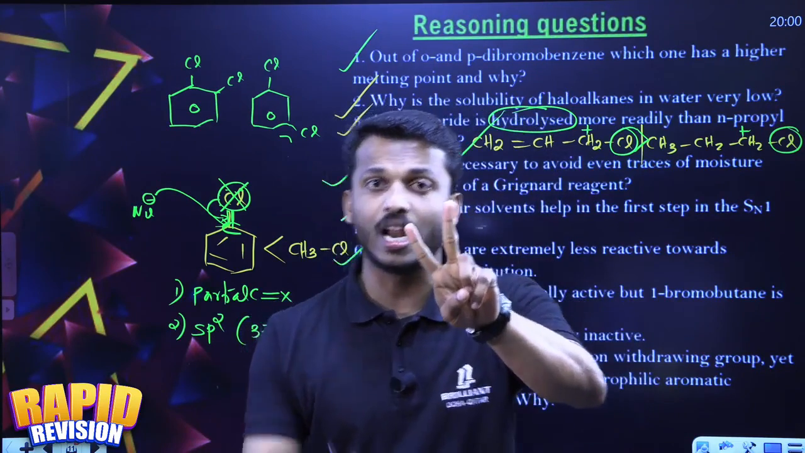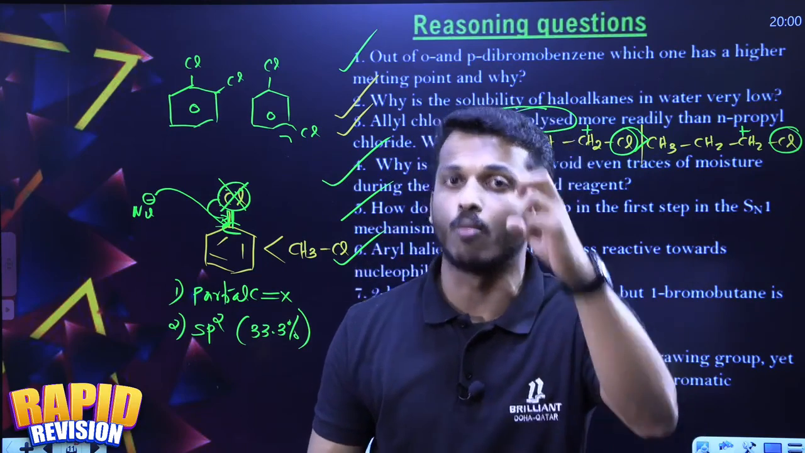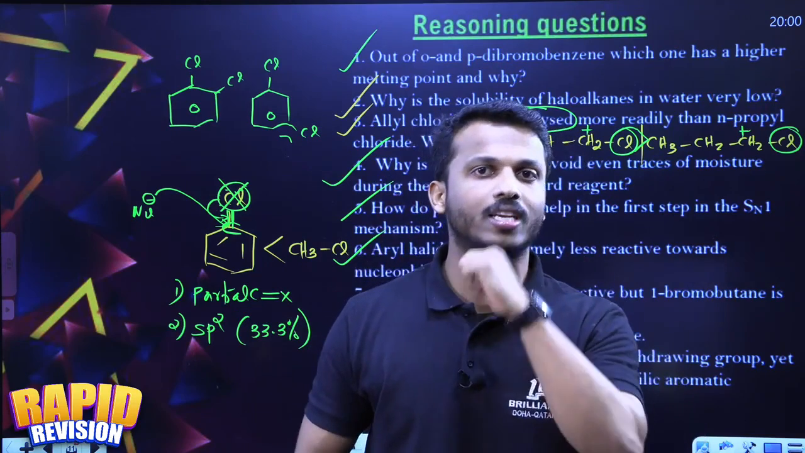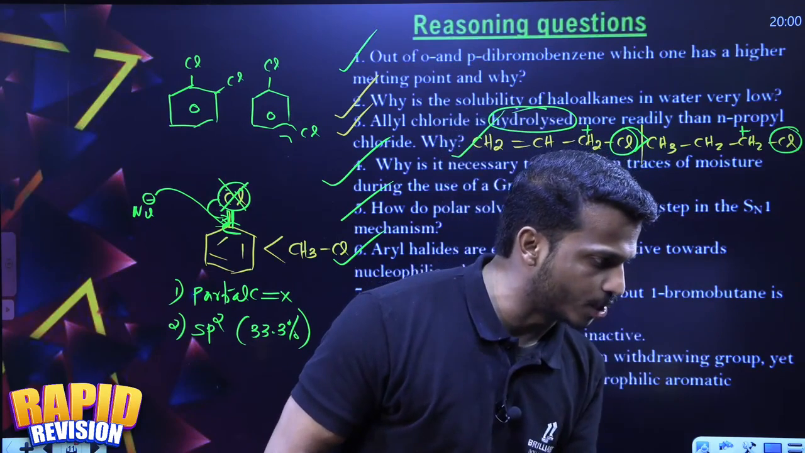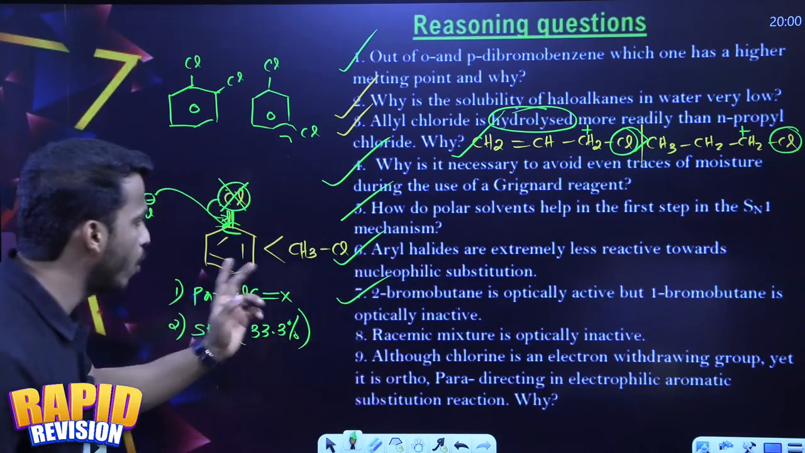That is due to two reasons. One is due to the resonance partial double bond. The other is due to the high s character, more electronegativity. Try to explain both of these reasons during examination. Dear all, that's very important. Next one, dear all, question number 7.